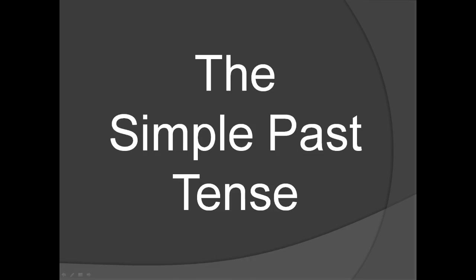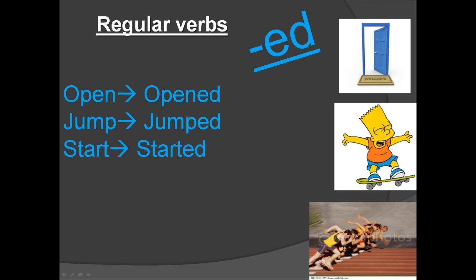Today our topic is the simple past tense. The simple past describes actions that have already happened. It could have happened 10 seconds ago, 5 minutes ago, 2 hours ago, yesterday, last week, or even last year. Any time in the past.